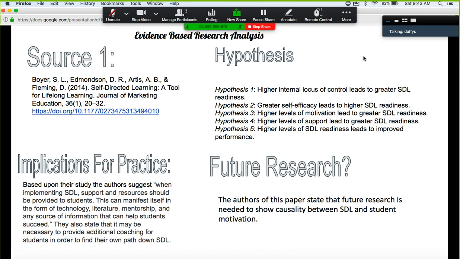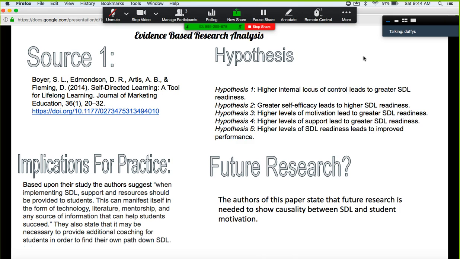Students did state that they felt they had greater control over their learning in the SDL projects. Second, students also stated that the SDL assignments led to higher levels of self-efficacy. Thirdly, as far as high levels of motivation, students who were allowed to use SDL projects scored 20% higher in the class, but the authors did state that this could not be directly related to SDL and that there may have been other factors that affected this result.